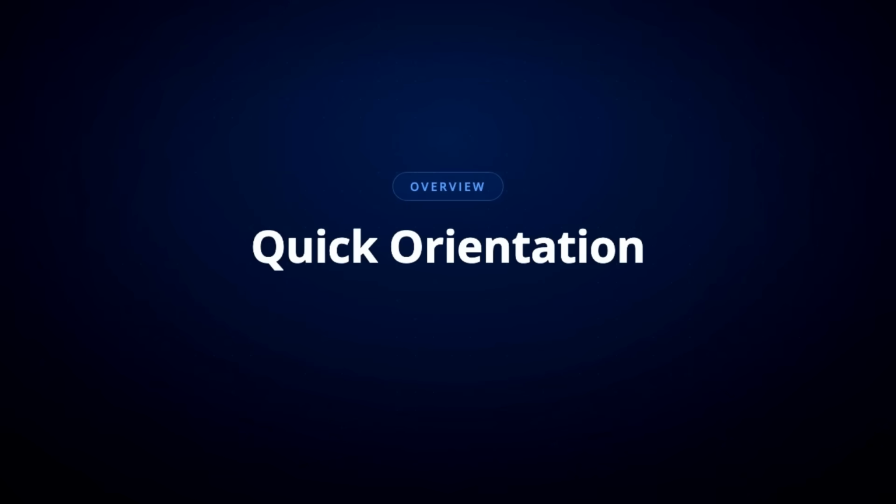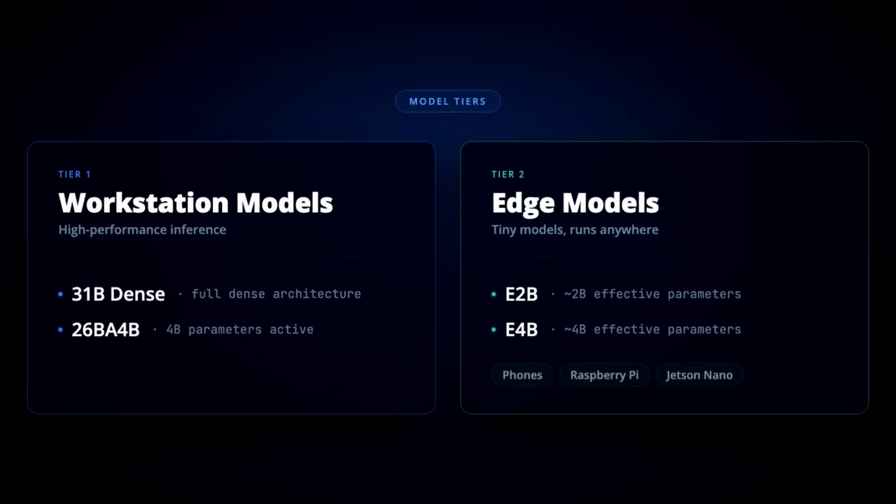Okay, so let me give you a quick orientation because there are 4 models and the naming is a little bit confusing here. Gemma 4 comes in 2 tiers. You've got what they're calling your workstation models. So this is a 31 billion parameter dense model and a 26 billion parameter mixture of experts model with 4 billion parameters active. And then you've got your edge models. So this is the E2B and the E4B. Now, these are tiny, efficient models designed to run on phones, Raspberry Pis, Jetson Nanos, and really pretty much at the edge, anywhere you need a good quality model here.